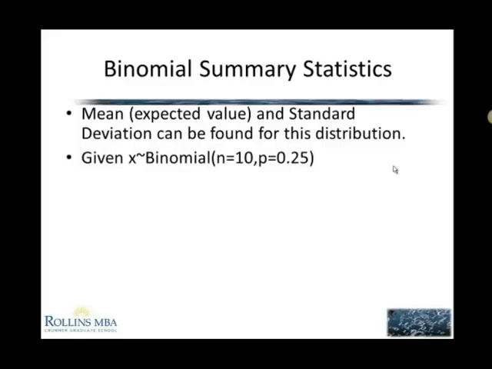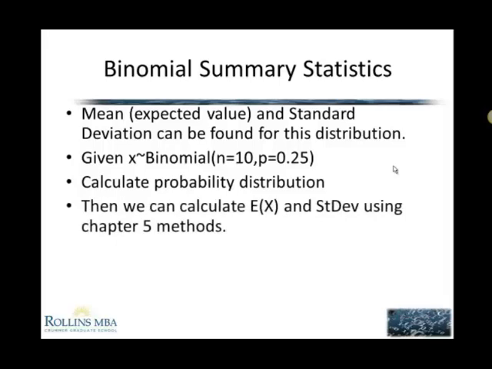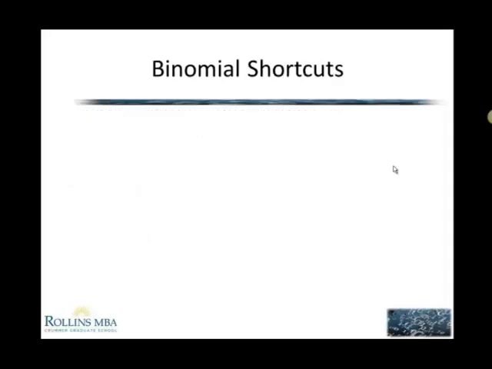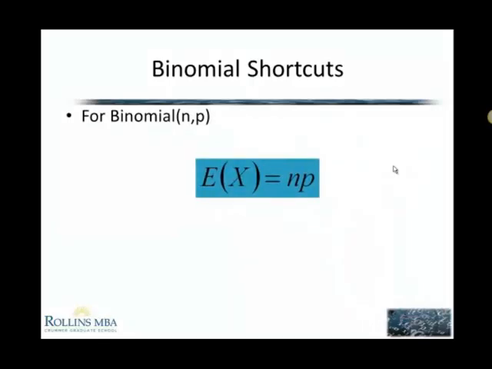If I know n and I know p, in this case I'm just picking some different numbers. Suppose n is 10 and p is 0.25. For any pair of n and p values that I have, we can calculate the probability, use the probability distributions and calculate the expected value and the standard deviation. Or we can use what we call a shortcut method, which works for binomial distributions. So for any n and p, the expected value of the distribution is going to be n times p. So 15 times 10% to give us 1.5.